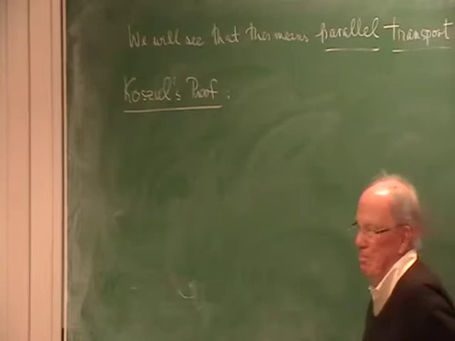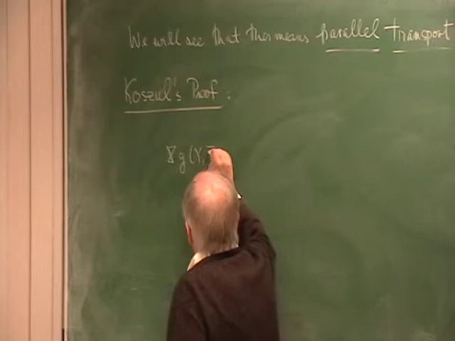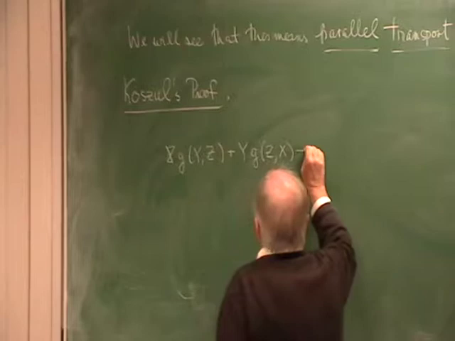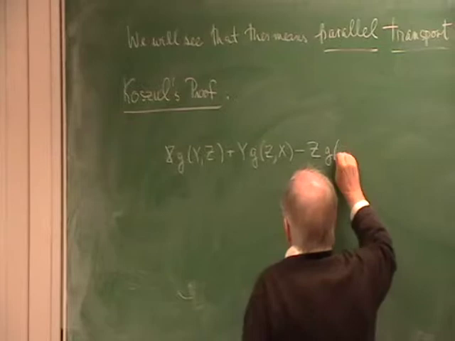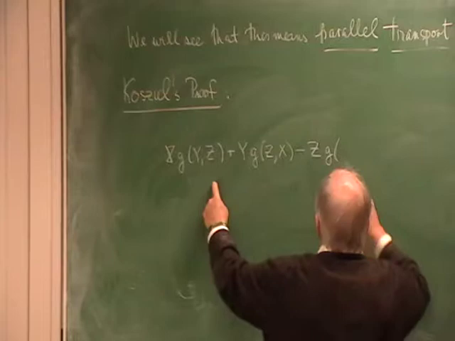So I'm going to write something down here. X of g(Y, Z) plus Y of g(Z, X) minus Z of g(X, Y). I try to be consistent with the permutation. X, Y, Z, and now X has gone back here, and Y has gone front. Z has gone up front. How do we get Z up front? Is it X, Y, Z, or maybe just X, Y.